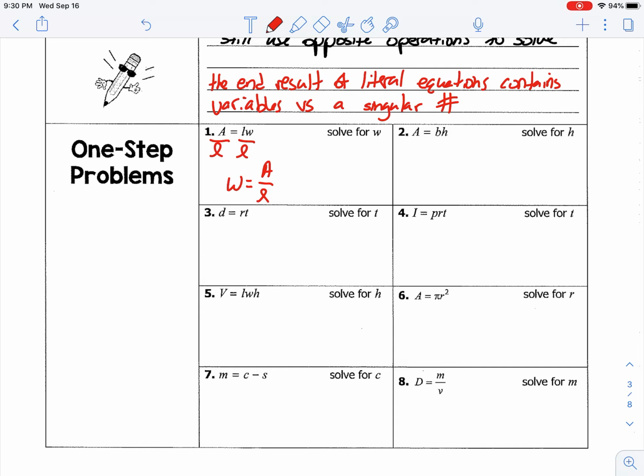Okay? So here we're solving for h. So that means I got to get rid of this b. So b is attached by multiplication. So we're going to divide that b out of there. H is going to be equal to a over b.